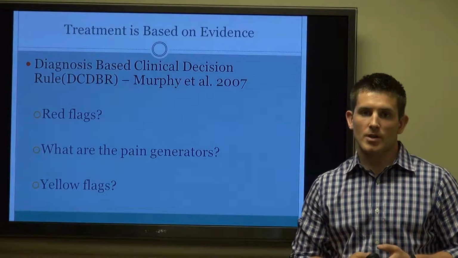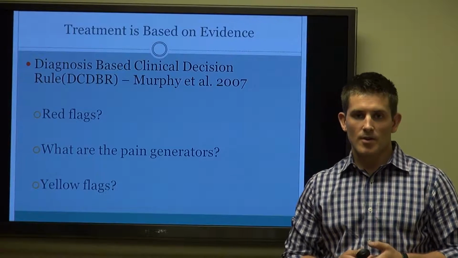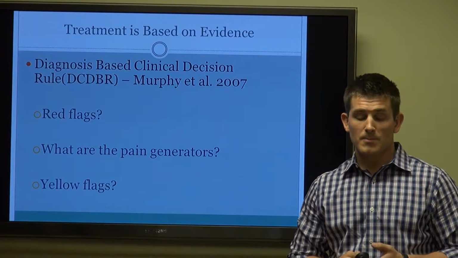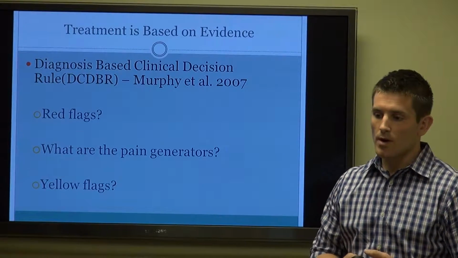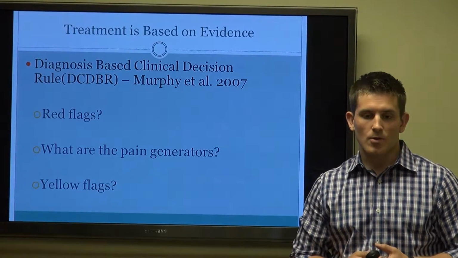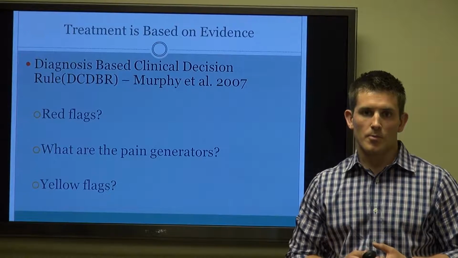We're looking at what are the pain generators. There's certain pain generators we look for specifically when it comes to spinal pain. We'll go over those. And then we look at yellow flags. What other things contribute to this patient as a whole that would lead to the presentation of pain?